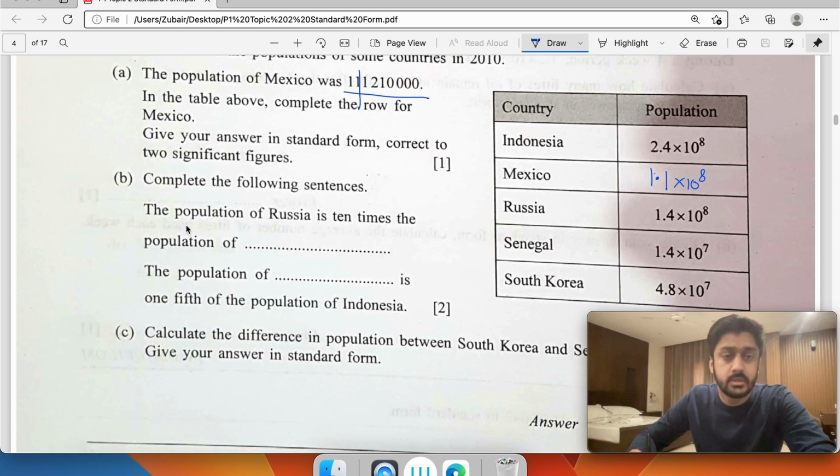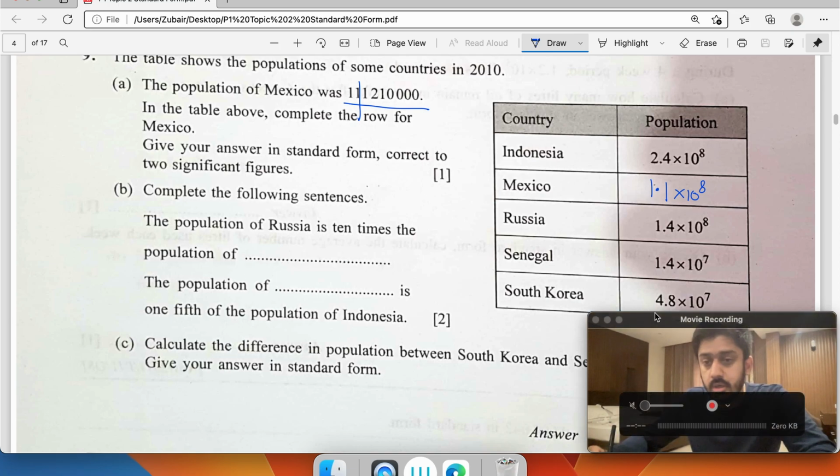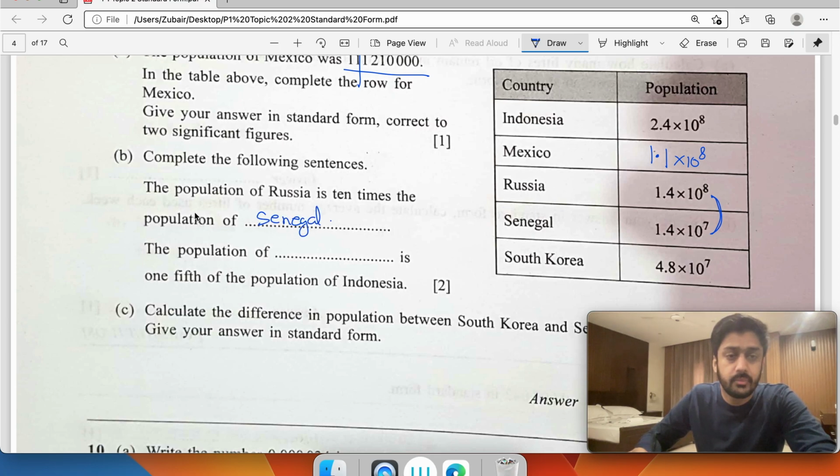Complete the following sentences. The population of Russia is 10 times the population of. So this is Russia and it is 10 times of what? 1.7. So this is clearly 10 times. Difference of 1 0 and the other number is same. Senegal. The population of Russia is 10 times the population of Senegal.